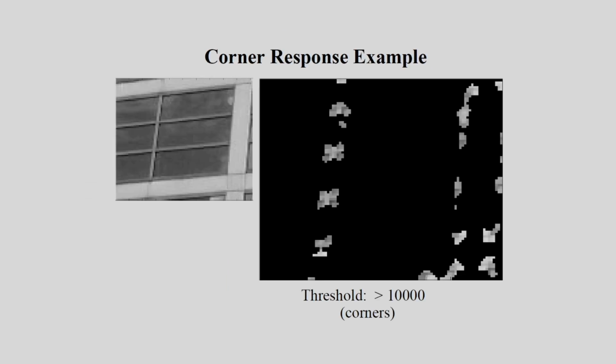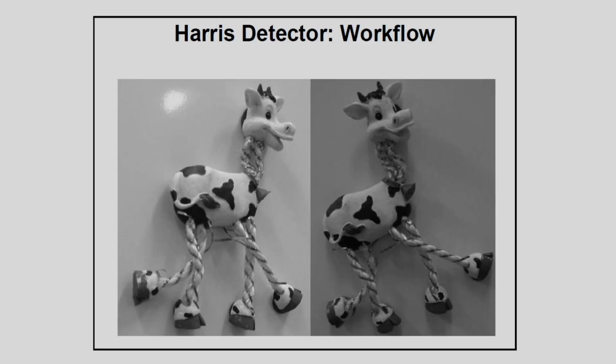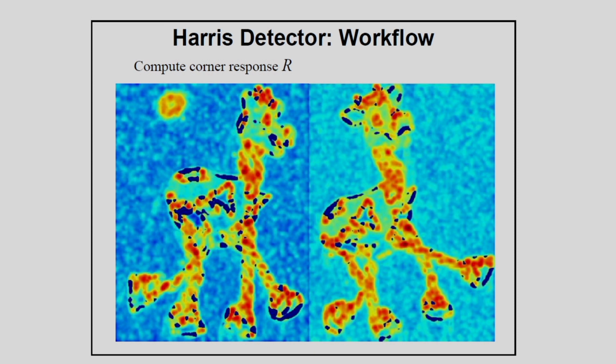In this example, I have shown the input image, and I am considering a threshold, suppose 10,000, something like this, and based on this I am determining the corner points with the help of the Harris corner detector. Here I am considering two images, with an affine transformation and also photometric variations. In this case also I have to determine the corner points, because the detector should be invariant to affine transformation and photometric variations. Based on the corner response R, I am determining the corner points for both the images.